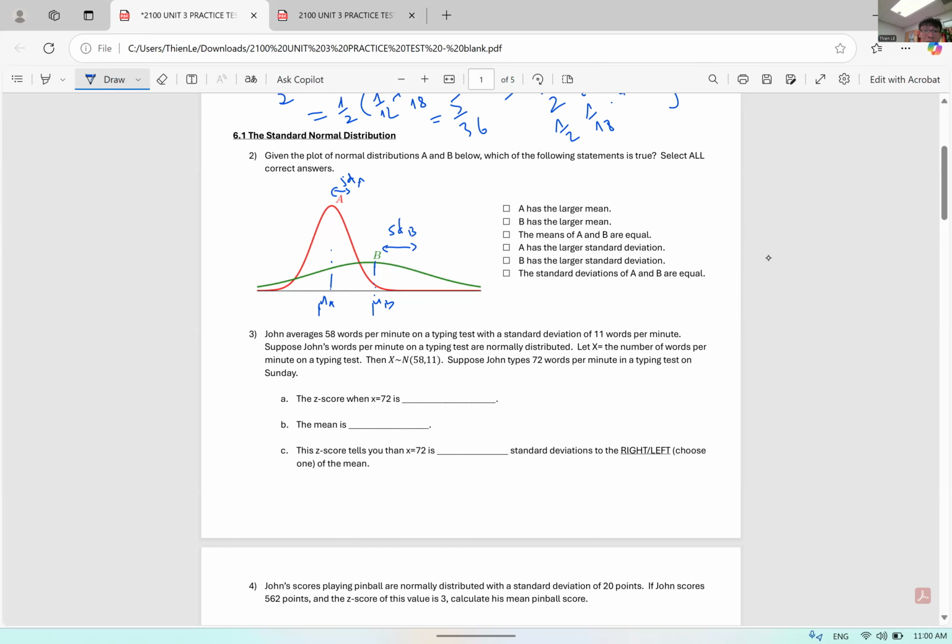Which means B is more spread out. The data from B is more spread out compared to the data from A. So from here you can see that the mean of B is bigger than A, and in this case the standard deviation and the variance of B are also bigger than A. So you just choose all the correct answers here. A has a larger mean, which is wrong. B has a larger mean. Mean A is not correct. A has a larger standard deviation, no. B has a larger one. So this is the right choice here.